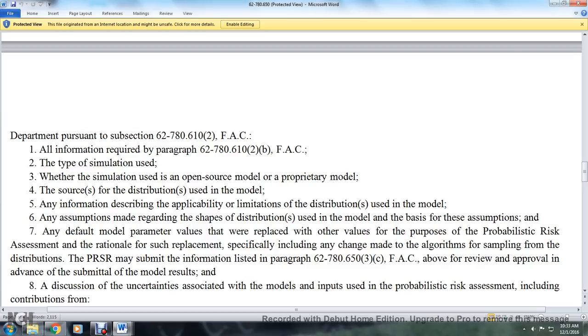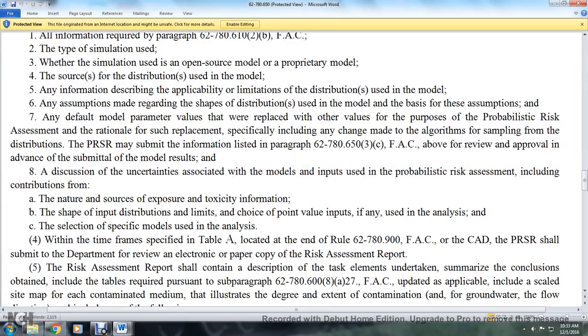used in the model based on the assumptions, any default criteria, prior parameters, values replaced, and other values proposed in the probabilistic risk assessment, and the rationale for such replacement, especially including the change of the model, with all algorithms and samples from the distribution. The person responsible for site rehabilitation may submit information listed in paragraph 62-780.653(3)(c), preliminary registration, prior to the removal and approval of the advance submitted with the modeled result.